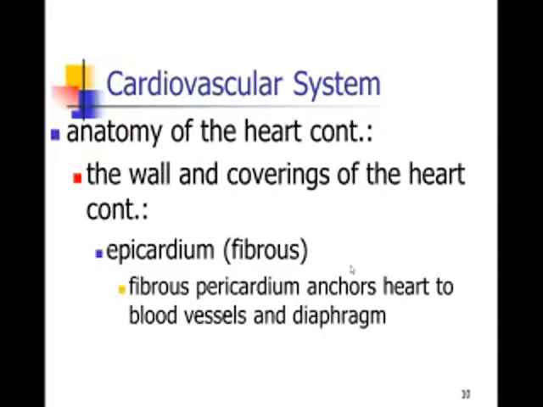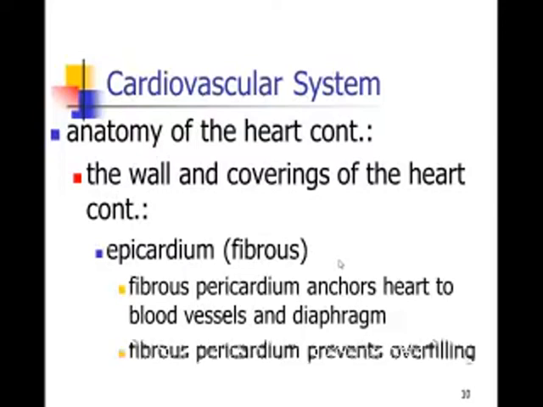So the fibrous pericardium is going to have a couple of functions. It's going to anchor the heart to the blood vessels and also to the diaphragm, and that prevents the heart from flopping around when you change the position of the body. Fibrous pericardium also helps contain the volume of the heart and reduce the likelihood that it would overfill.